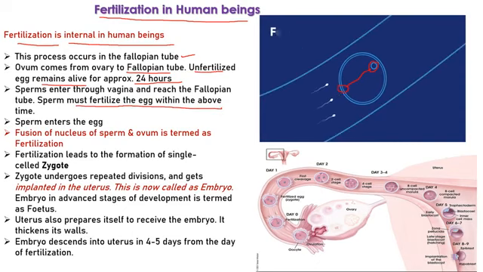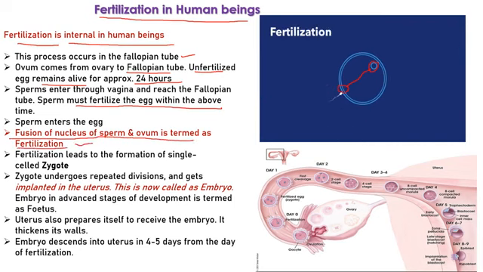The sperm enters the egg, as we have seen here. Then there is a fusion of the nucleus. This is very important: fusion of the nucleus of the sperm and ovum is termed fertilization. And what happens after fertilization? A zygote is formed. Now the zygote undergoes repeated division and gets implanted in the uterus, and this is now called an embryo.